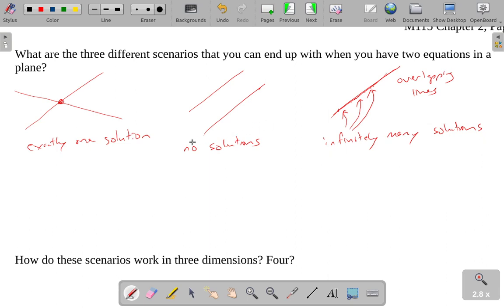So when you have at least one solution, we say the system is consistent. So in this case, the system is consistent. And similarly over here, because there are infinitely many solutions, there's at least one there. In this case where we don't have any solutions, we would say the system is inconsistent.